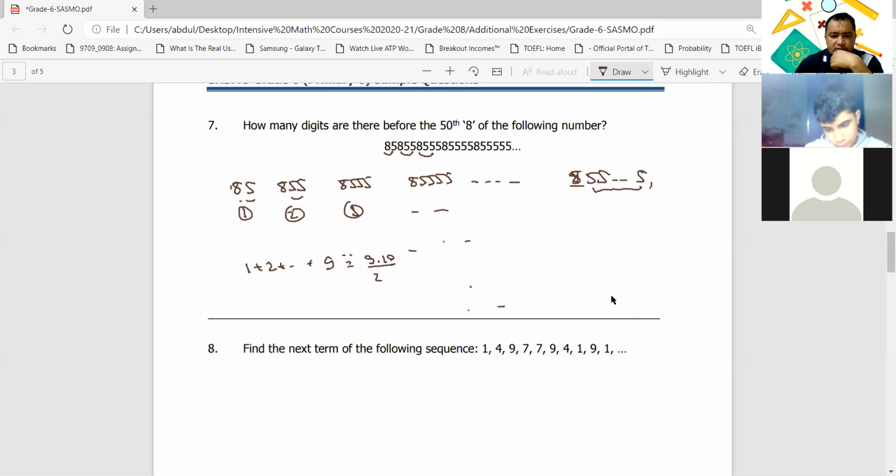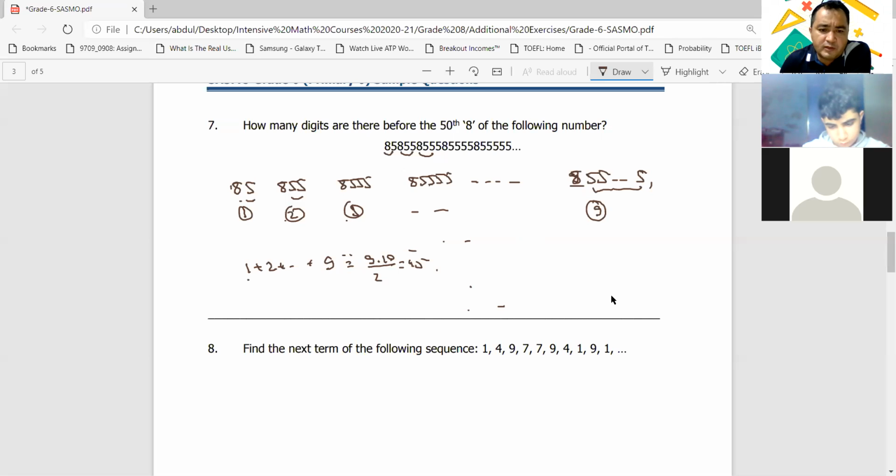Okay, so that's 45. Okay, guys, here what we are doing is I just split this number into these groups. We have the first group, second group, third group, and here we have the 9th group. And in the 9th group, we have 9 5s, right? So until 9, how many 5s do we have?